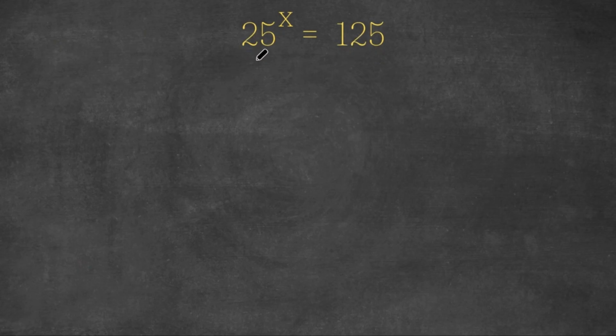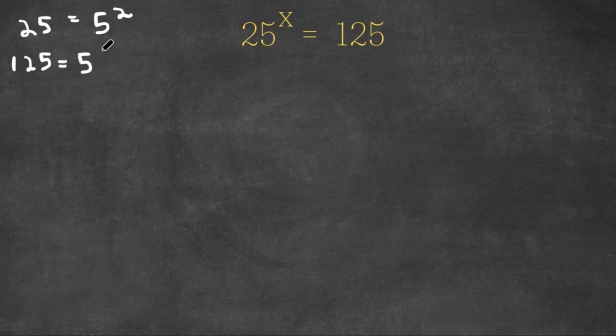Well, what's a common base for these two terms? 5, because 25 is equal to 5 squared, and 125 is equal to 5 to the power of 3. So if we plug these values in for our numbers here, both our bases would be 5. So now we have 5 squared to the power of x is equal to 5 to the power of 3.